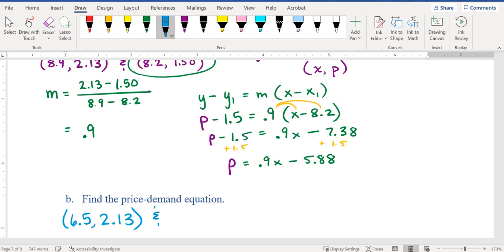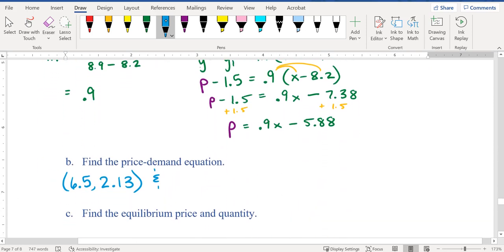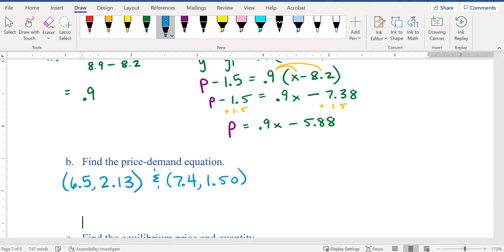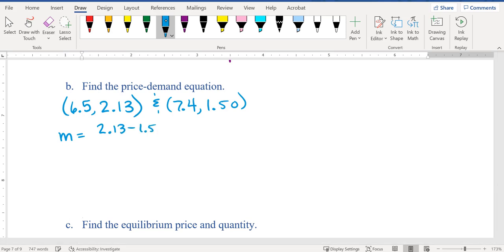And the other point would be 7.4, comma 1.5. I need to go find the line that goes through those 2 points. So again, my slope is going to be 2.13 minus 1.50 over 6.5 minus 7.4.